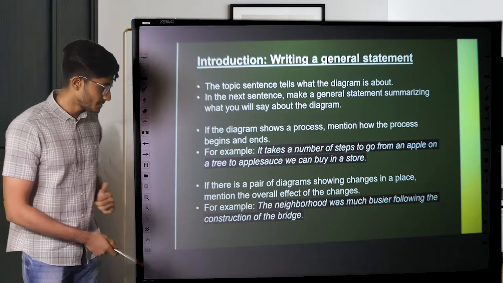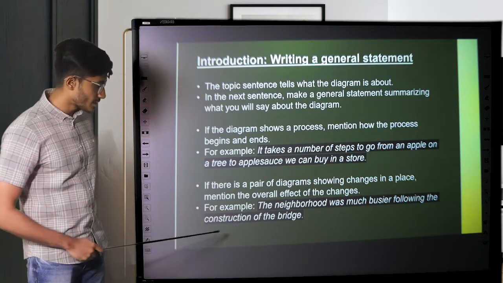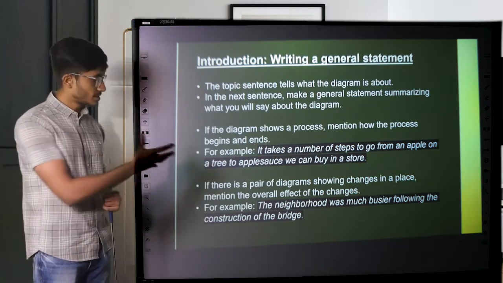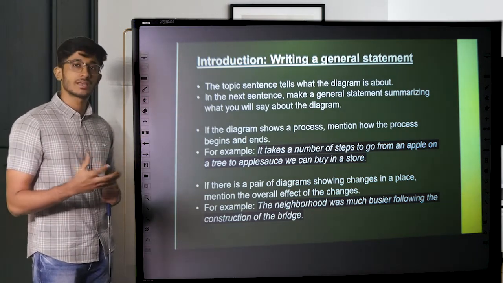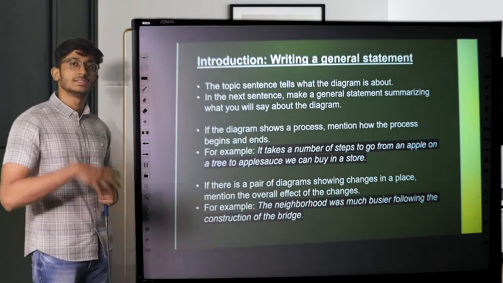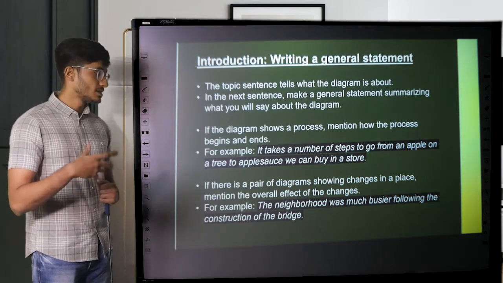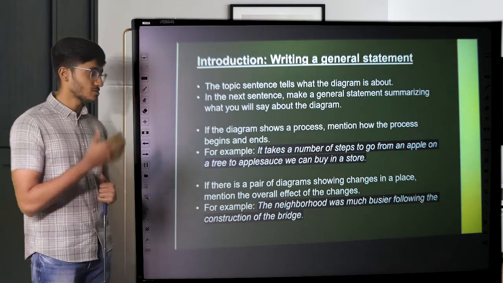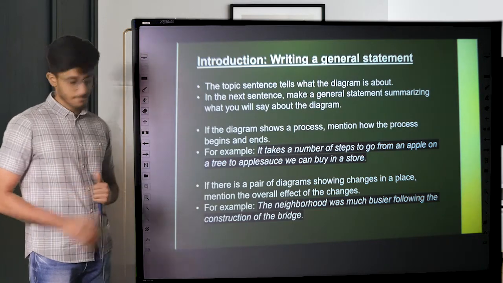A typical example may be: the neighborhood was much busier following the construction of the bridge. So here, reading the general statement, you can understand that a bridge was made, and the overall effect of the making of the bridge was that the neighborhood became much busier. That's what the general statement's purpose is.